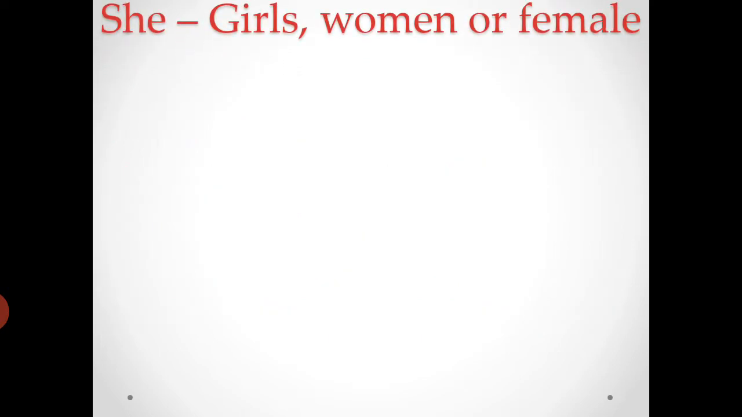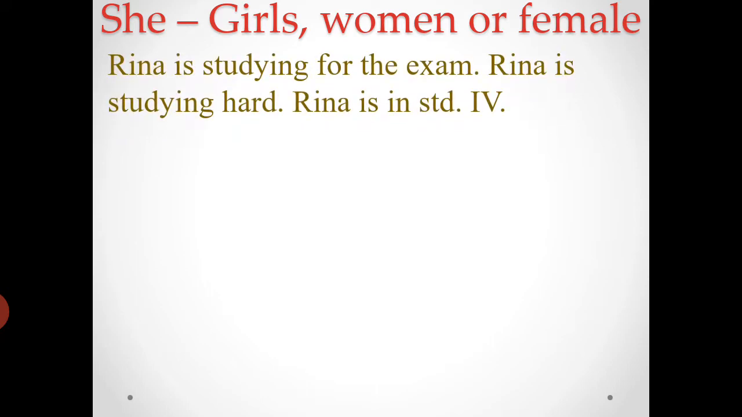We can use she for women or female gender. I am reading the sentence, so listen carefully. Reena is studying for the exam. Reena is studying hard. Reena is in standard 4th.